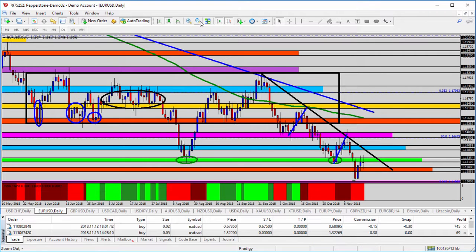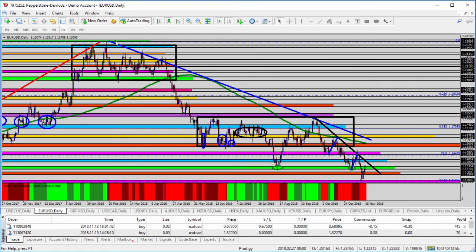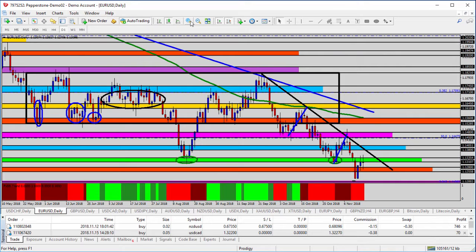Zooming out one more time, and again longer even, we can see that this currency pair has been in a downtrend for quite a long time. So until I see further evidence of change, without rumor or hearsay or something I've read on the internet, until I see evidence of trend change, I must assume that the trend is still down here for the euro dollar.